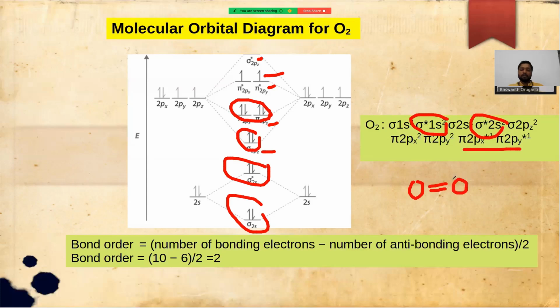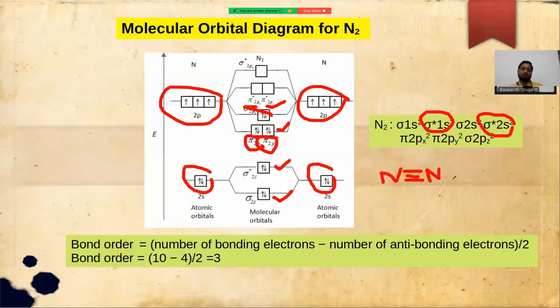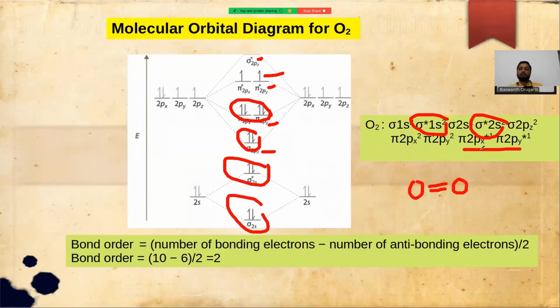One important difference between the oxygen molecular orbital diagram and the nitrogen molecular orbital diagram is that in the case of nitrogen, the pi 2p orbitals are lower in energy than the sigma 2pz orbital. So the pi orbitals are filled first. However, in the case of oxygen and other molecules heavier than nitrogen, sigma 2pz is lower in energy than pi 2px and pi 2py. Therefore, sigma 2pz is filled first, followed by the pi 2px and pi 2py orbitals.